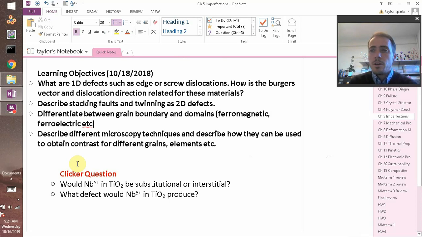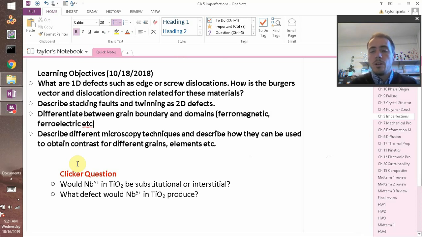Today, since I'm not in class, we're gonna do this video via YouTube. So our learning objectives are as follows. First, we're gonna define what are one-dimensional defects. Last class we talked about point defects. Now we're gonna go from point, zero dimensions, to one-dimensional defects, right? Such as edge and screw dislocations.